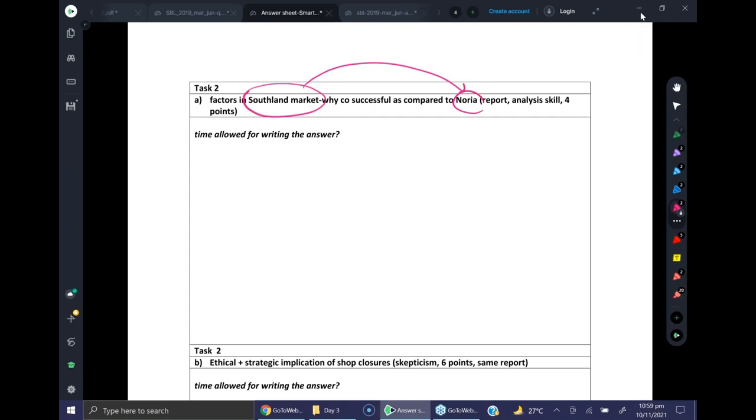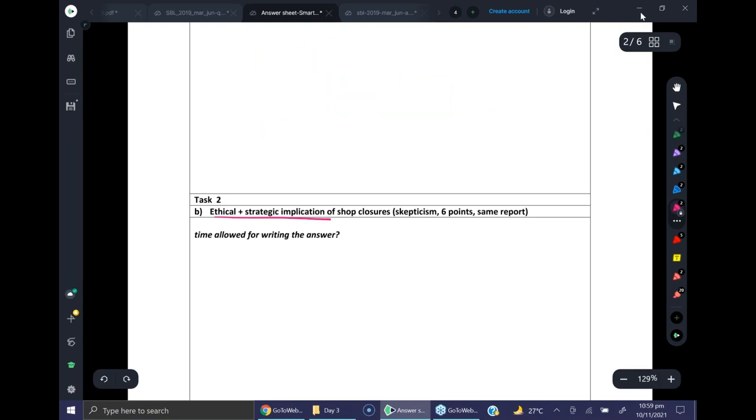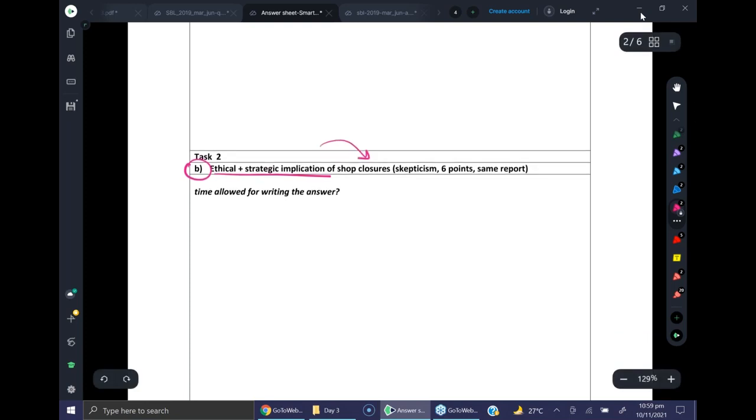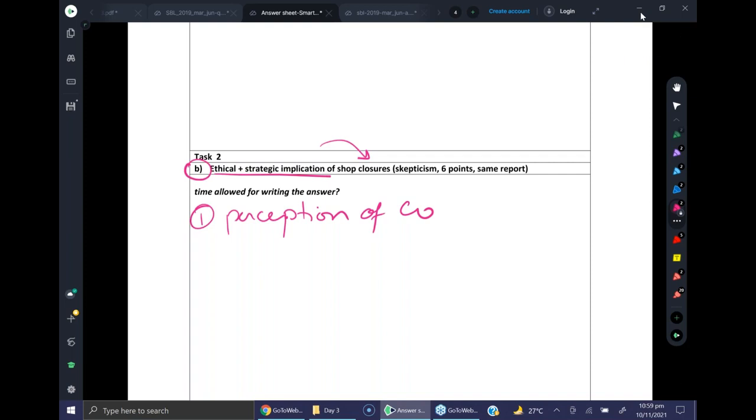I'm more interested to talk about the ethical and strategic implementation in B part for shop closure, because we had to demonstrate skepticism. So for example, change in perception of the company as it is closing down, that they are divesting. So the size and the scope of the company and the perception overall will change. That's a strategic issue, right?